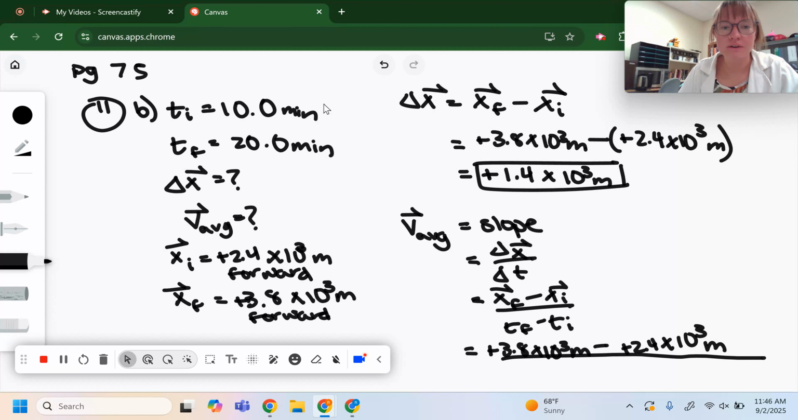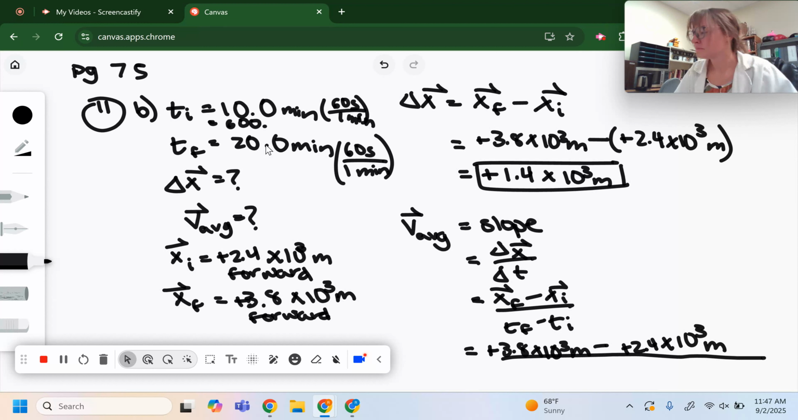So we're going to do a quick unit conversion before we plug in here. I know that there are 60 seconds in 1 minute. I'm running out of space here, but I'm going to write it down. So 10 minutes gives me 600 seconds. Keep 3 sig figs here. And double that because it's 20, that's going to give me 1,200 seconds.